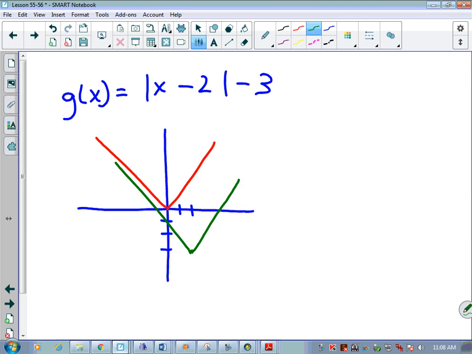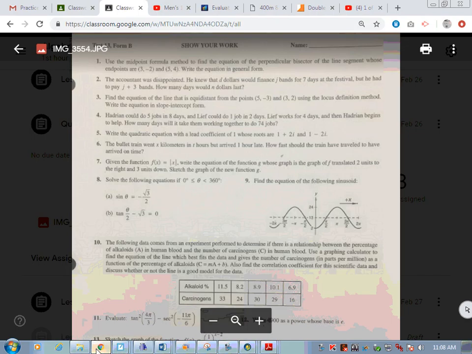Absolute value functions always look like these. Are we doing pretty good with these so far? Okay, let's see, what are we ready for? Number 8. Try to get as much done as I can.